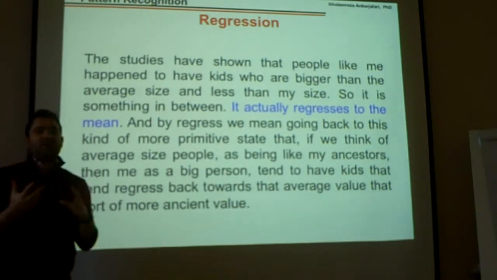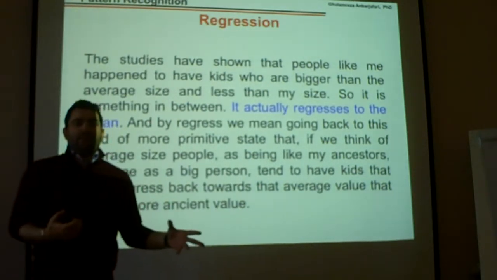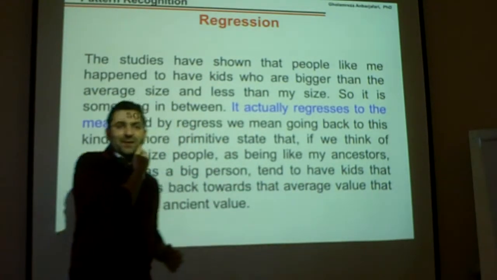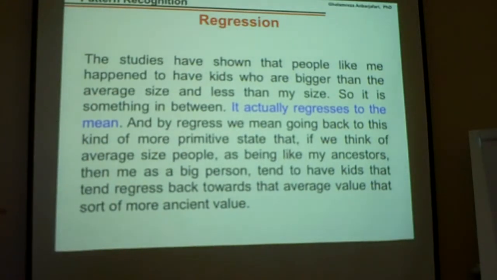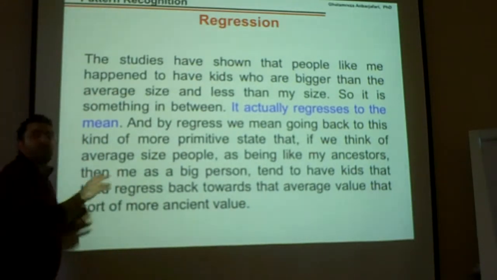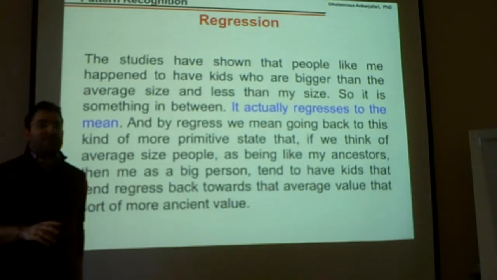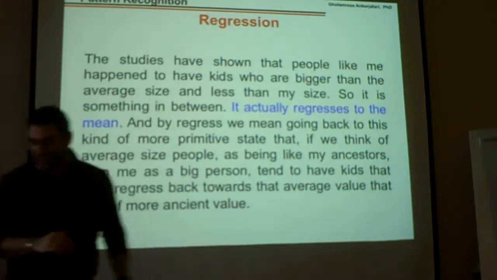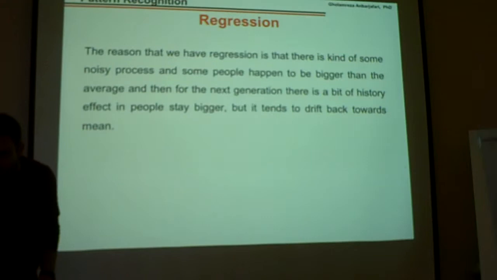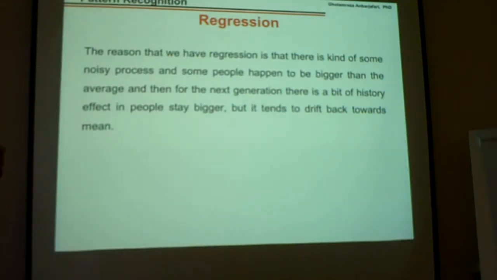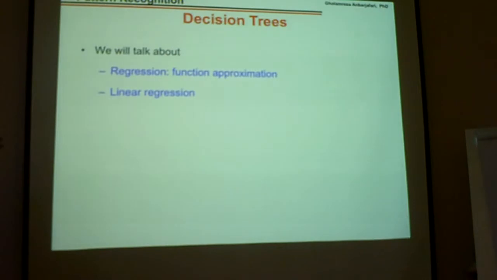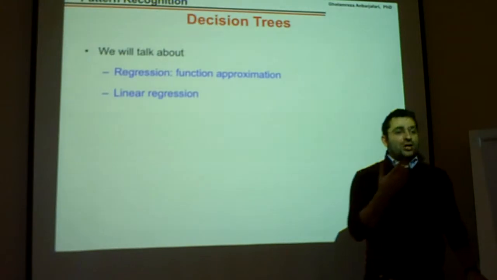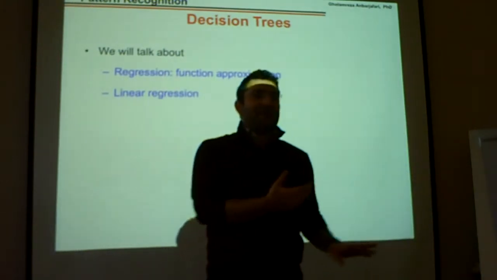But the whole issue was that if I am an outlier, the tendency is that it is regressing towards the mean, and that is the reason that we are using the word regression. We will see that the value that we will calculate is regressing towards the mean. In the next session we will talk about regression as a function approximation, and we will talk about linear regression. So when we formulate it, you see how it is related.